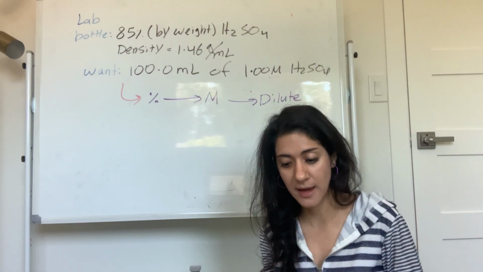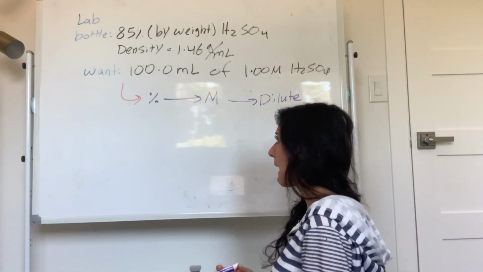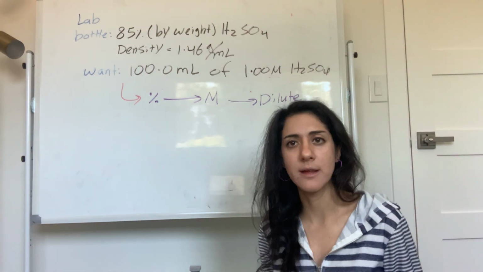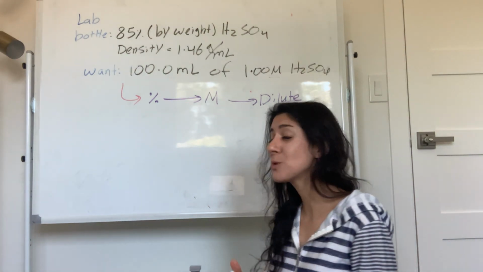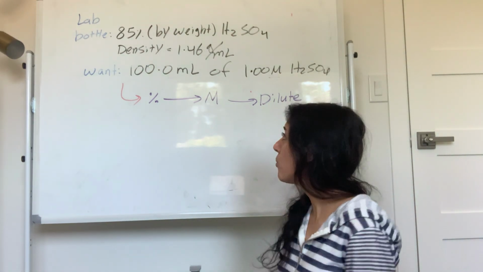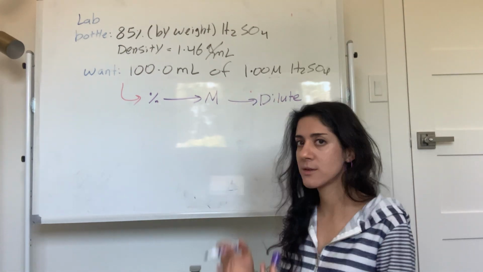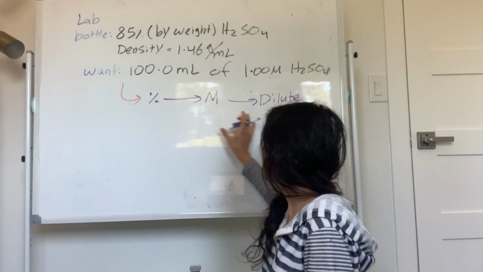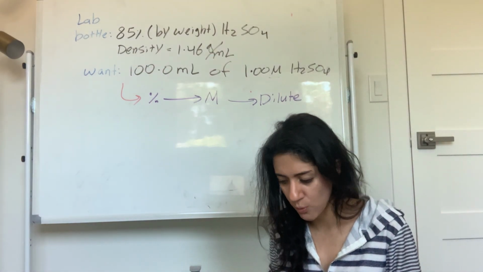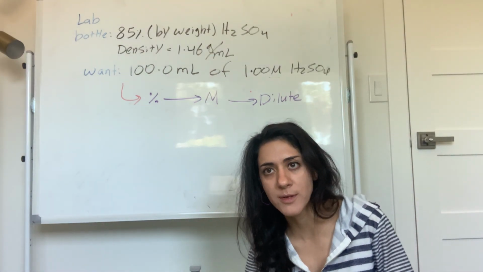that I want. Okay, so again, this bottle in lab gives you a different unit. It's a mass percent unit. So it's 85% by mass, and it's really concentrated. What I want is 100 ml of 1.00 molar sulfuric acid. So I have to somehow convert the unit and then dilute it to get to what I want. You gonna follow me so far?